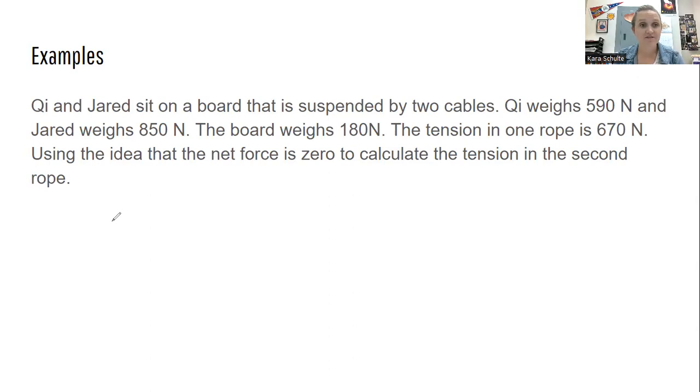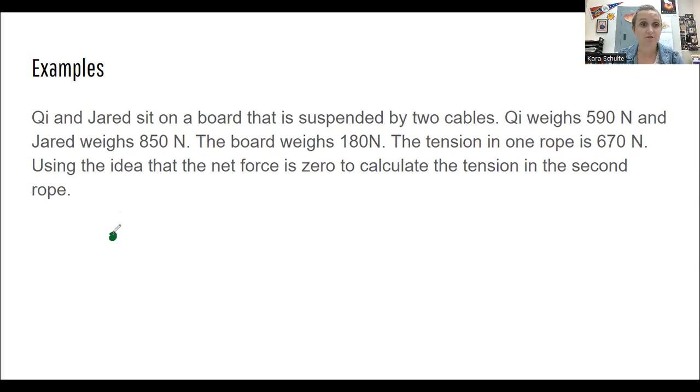So we've got a lot of information here, but no picture. So I'm going to draw a picture to help us out. We are given the information that Key has a downward force of 590 newtons. We're also given information that Jared has a downward force of 850 newtons. And we're told that the board, I'm running out of space on the image, let's make a bigger dot. The board has a downward force, and this is not to scale, of 180 newtons.